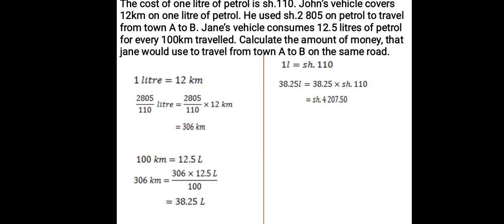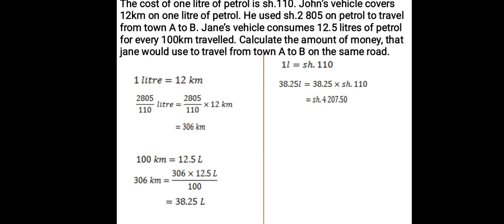Jane's vehicle consumes 12.5 liters of petrol for every 100 kilometers traveled. Calculate the amount of money that Jane would use to travel from town A to B on the same road. Now let's work out the details of John's first.